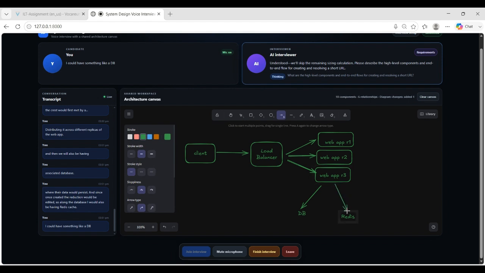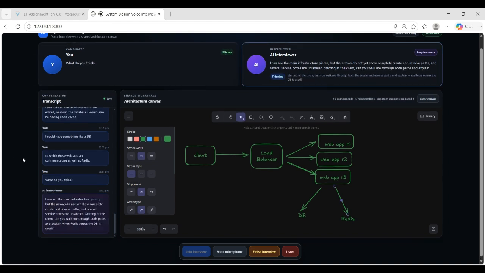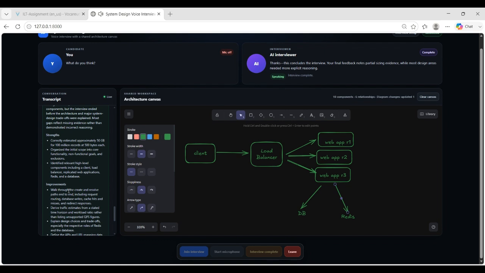So what do you think? I can see the main infrastructure pieces, but the arrows do not yet show complete create and resolve paths, and several service boxes are unlabeled. Starting at the client, can you walk me through both paths and explain when Redis versus the DB is used? Thanks, this concludes the interview. Your final feedback notes partial sizing evidence, while most design areas needed more explicit reasoning.